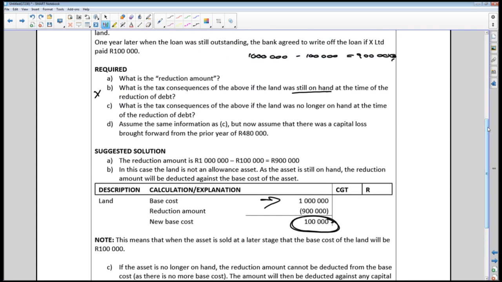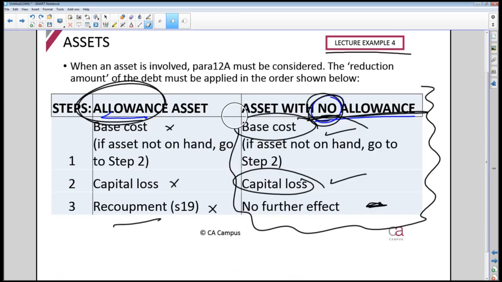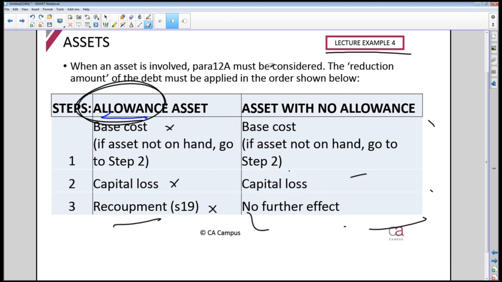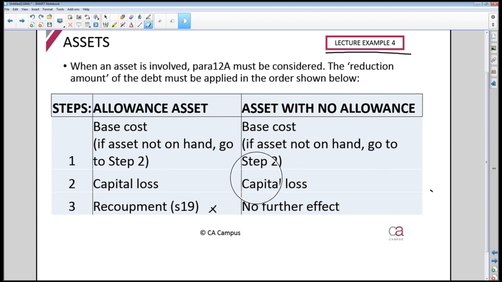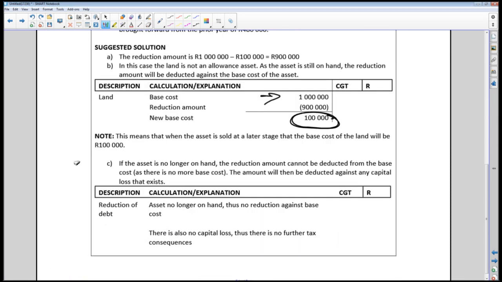C. What are the tax consequences of the above if the land was no longer on hand at the time of the reduction of the debt? Right, so what do we know? What do we have to do? We reduce the base cost. Okay, let's clean up a little bit here. We reduce the base cost, then the capital loss, and that's it then. So we will reduce the capital loss next. Now, in this case, we were not given any capital losses, so there's no further effect.